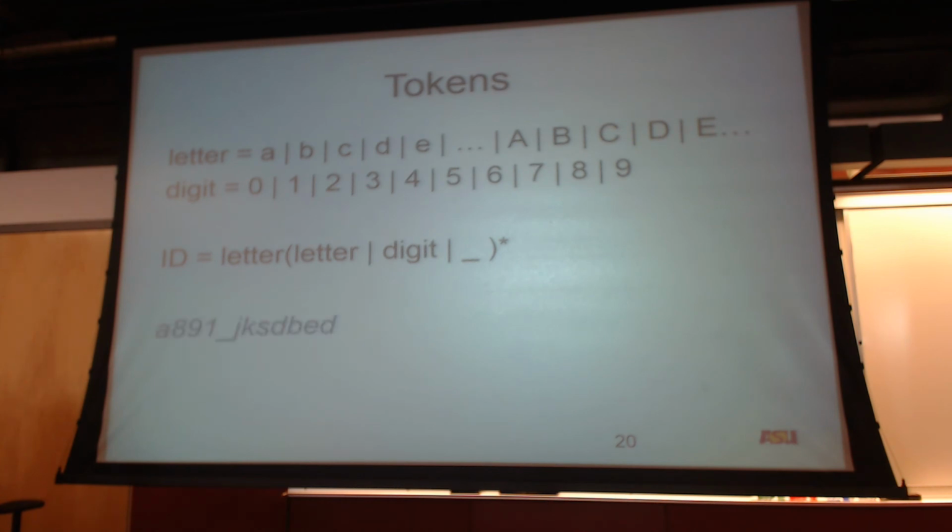Let's say, is this an ID? Yes. Why? It has a letter, underscore, and it's some sort of letter. Okay, is this an ID? No, because this is not a letter. The ID has to start with a letter, and after that it can be just epsilon, or it can continue with either a letter, a digit, or an underscore. Does not matter.